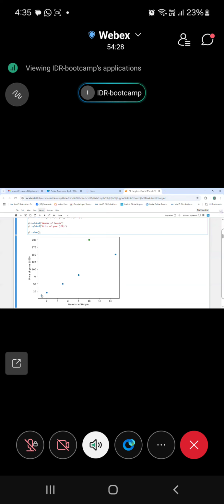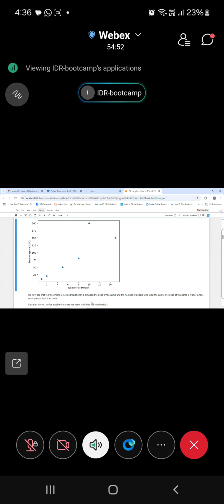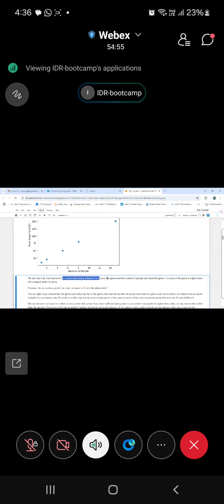If it is 1, it will be something like 10. For 2, it is something like 20. If it is 5, it is something close to 50. So as the popularity of the game increases, or as the number of people using a particular computer game increases, the cost is also a direct reflection of that. So there is a linear relationship between the price of the game and the number of people who like the game. The price of the game is higher when more people like the game. It's simple economics, a need basis: if something is more in demand, the cost will be more.